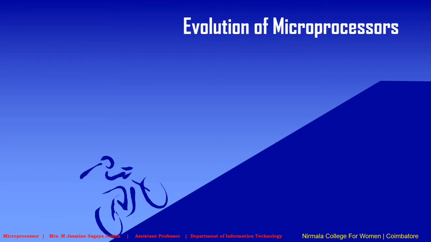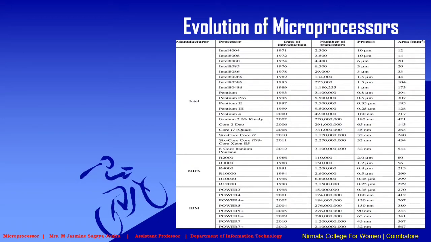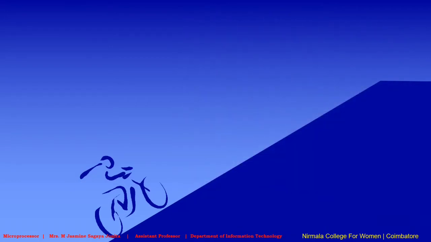Next is evolution of microprocessors. A few more companies manufactured microprocessors along with Intel. Companies like Motorola, Sun UltraSPARC, Texas, MITS, IBM, AMD and Apple also manufactured 4-bit, 8-bit, 16-bit and 32-bit processors.